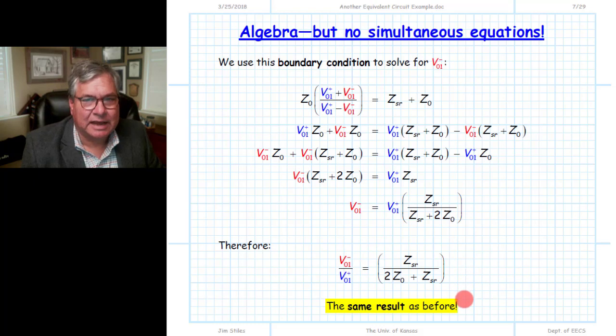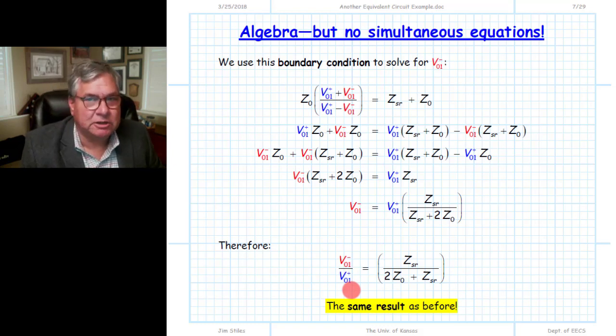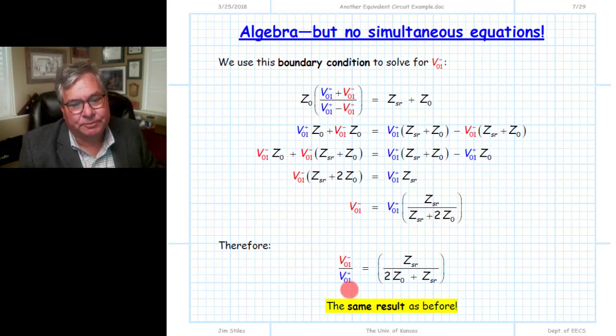Now, if you recall, this is exactly the same result as we had before when we found this value using our boundary condition. So we used a different technique, but we arrived at the same answer. The one thing we didn't do here was determine the value of V02 minus. That other wave scattering value wasn't determined, and that wasn't anywhere in the math, wasn't in our boundary condition, and that allowed us to get this answer more directly without having to worry about simultaneous equations, two equations and two unknowns.